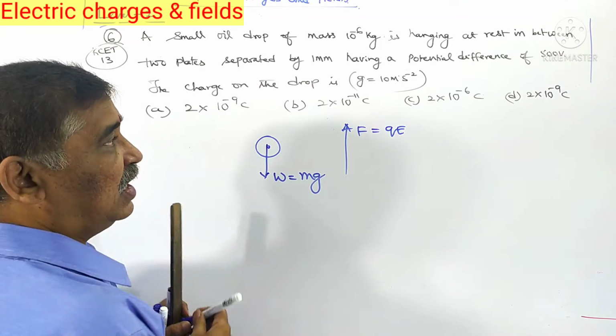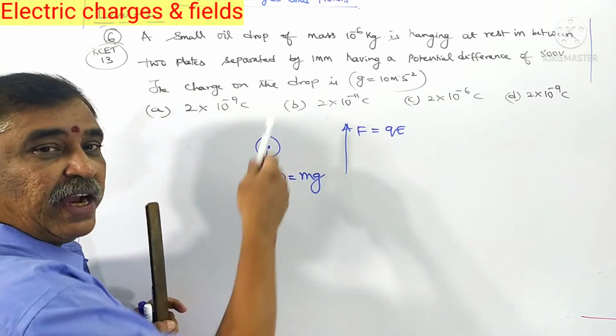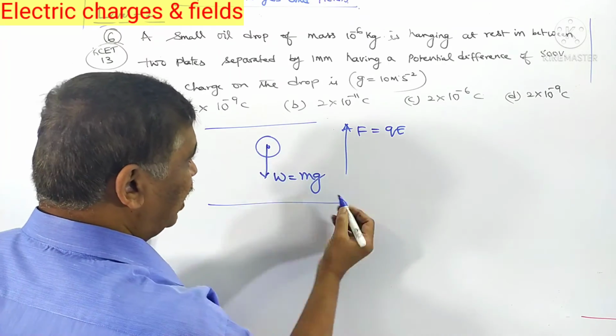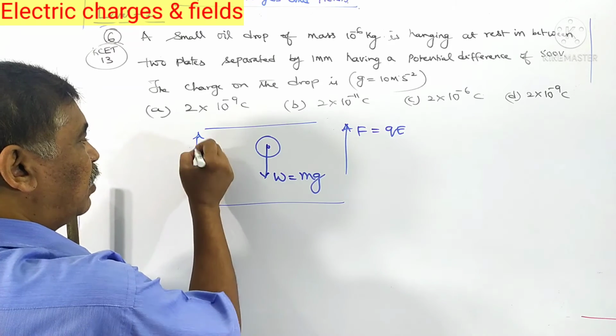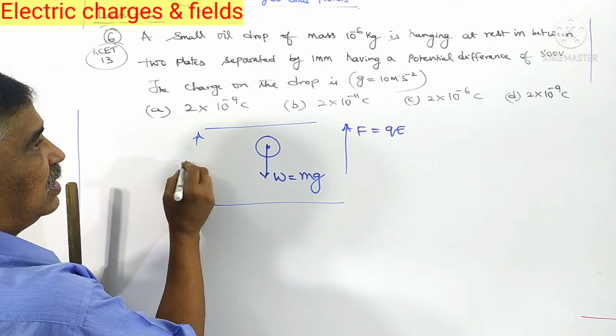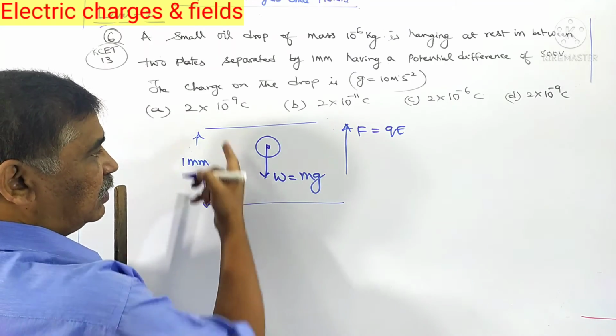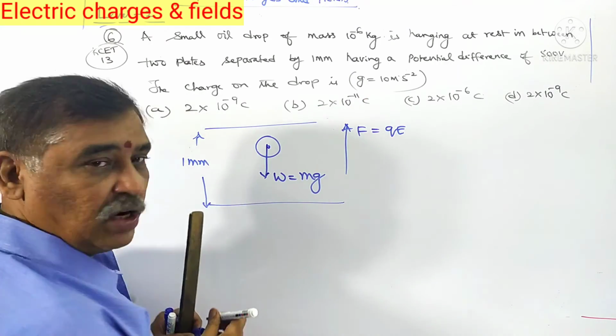Because this is placed in between two plates where there is a potential difference of 500 volt. So now I will make a diagram. So the potential difference is given here. The distance is also given to us. The distance is 1 millimeter. 1 millimeter is the distance. Of course, there is a potential difference of 500 volt given.